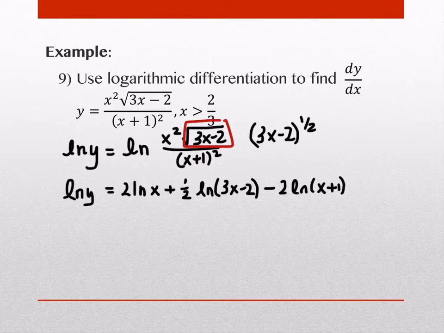All right, we're going to take some derivatives of our logs. So what's the derivative on the left? 1 over y dy dx. On the right, what do I have? What's the derivative of 2 ln x? 2 over x, correct. Or 2 times 1 over x if you want to write it that way.